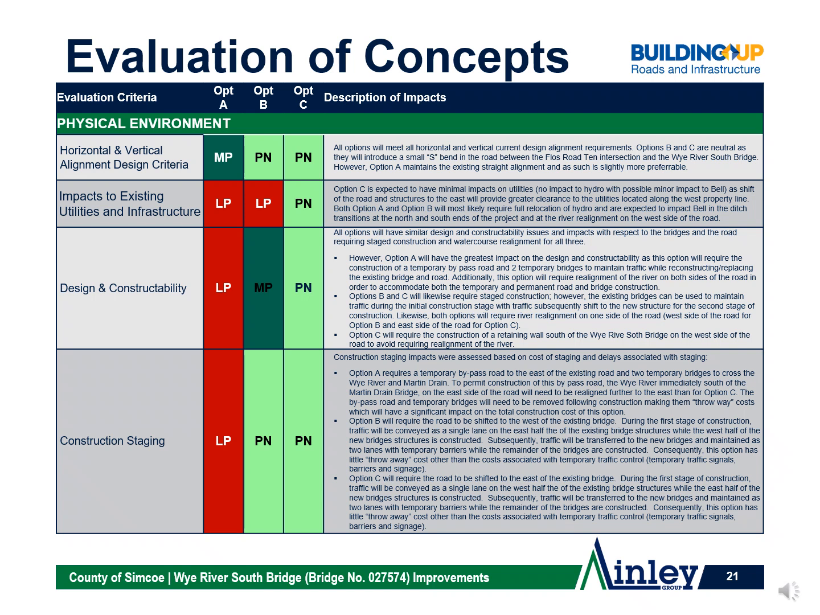With regards to impacts to existing utilities and infrastructure, options A and B will result in the road embankment shifting considerably to the west, requiring both the overhead hydro and underground Bell utilities to be relocated, and thereby making these options the least preferable. Option C involves shifting the road to the east, which may only require a minor relocation of the underground Bell utilities.